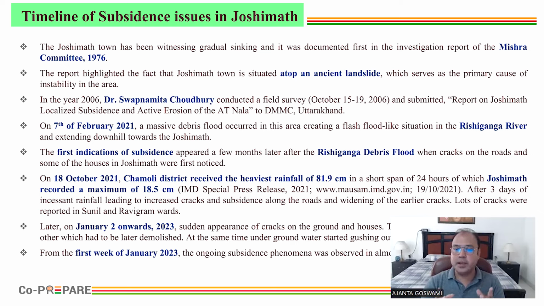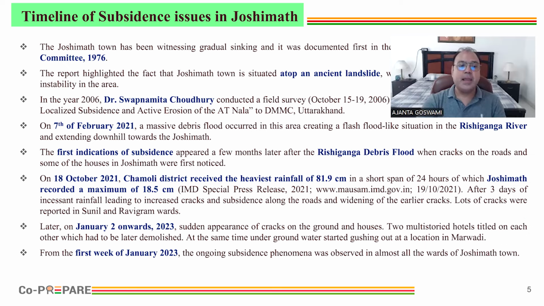So two wards. If I look at this particular report of Dr. Swapnamita Chaudhary, where she has talked of the eastern part, for the first time on the western part, which was believed to be more stable, the development of cracks was reported in Sunil as well as Ravigram wards. Later, from January 2, 2023 onwards, sudden appearance of cracks on the ground and houses was reported. Two multi-storied hotels tilted on each other, which had to be later demolished.